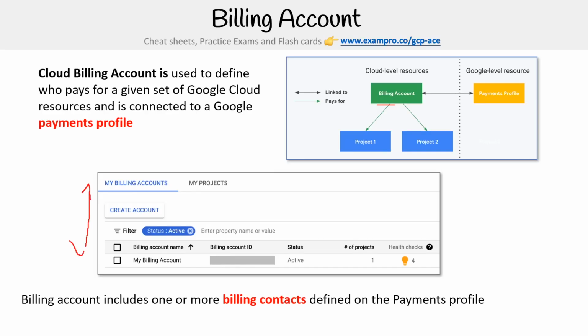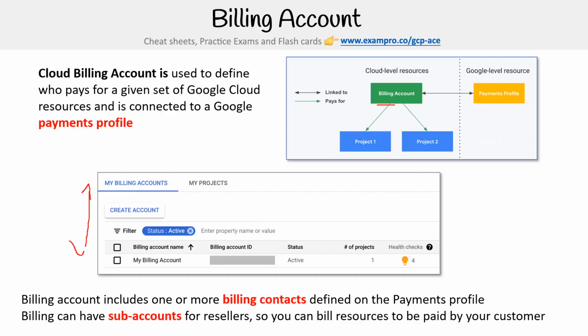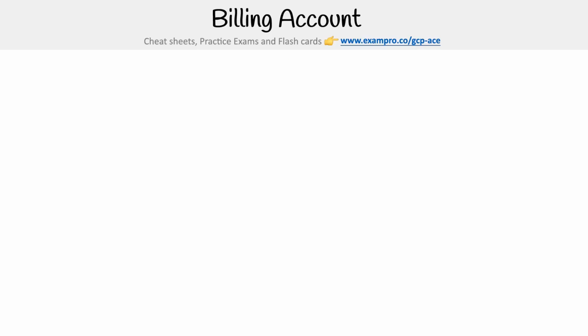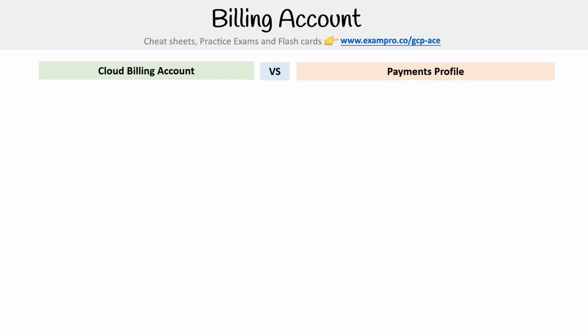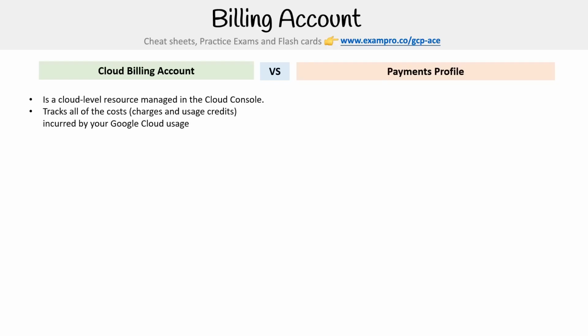So a billing account includes one or more billing contacts predefined in a payments profile. Billing accounts can have sub-accounts for resellers, so you can bill resources to be paid by your customer. So let's compare the two so that we fully understand these two offerings, okay? So for Cloud Billing Account, it is a cloud level resource managed in the Google Cloud Console, tracks all of the costs, charges, and usage credits incurred by the Google Cloud usage. A Cloud Billing Account can be linked to one or more projects.